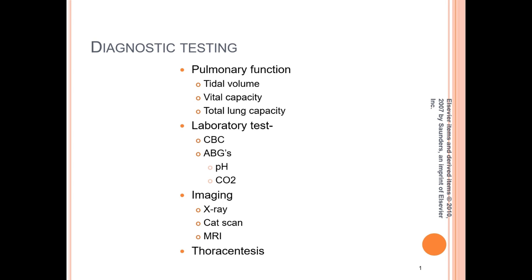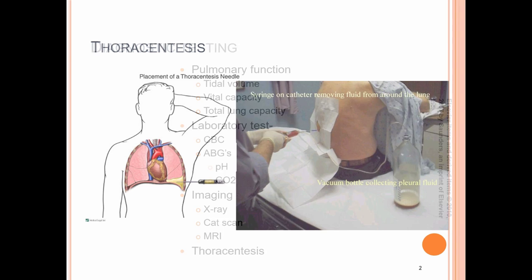Laboratory tests or blood work include CBC, which is a complete blood count, and ABGs, which stands for arterial blood gases. These tests measure things like pH and CO2 in the arterial or oxygenated blood. Imaging studies such as X-ray, CAT scan, or MRI are used to find tumors, space, or fluid in the thoracic cavity. A thoracentesis might also be done.